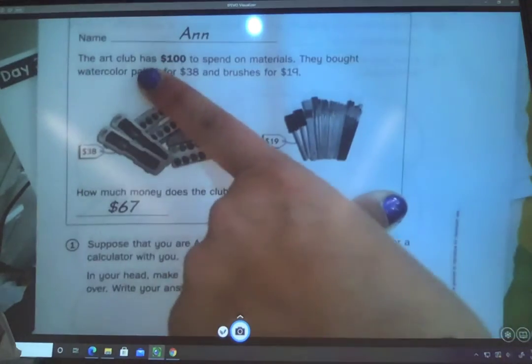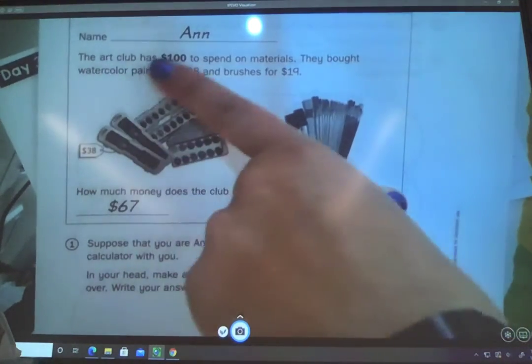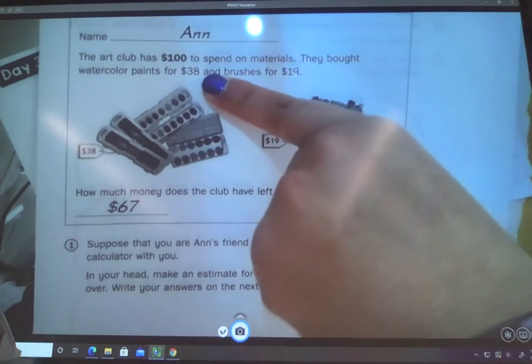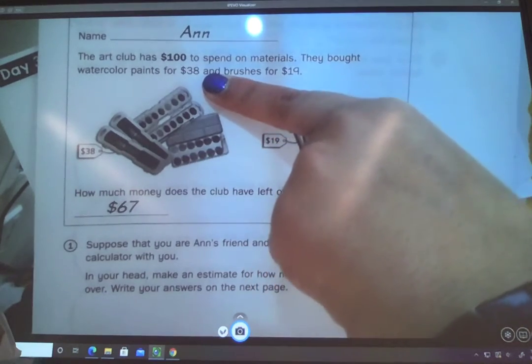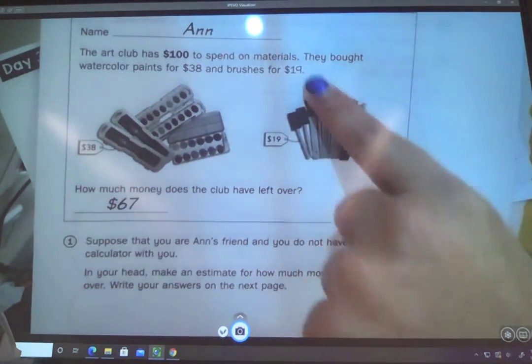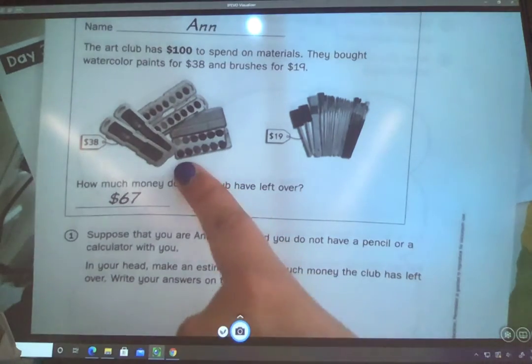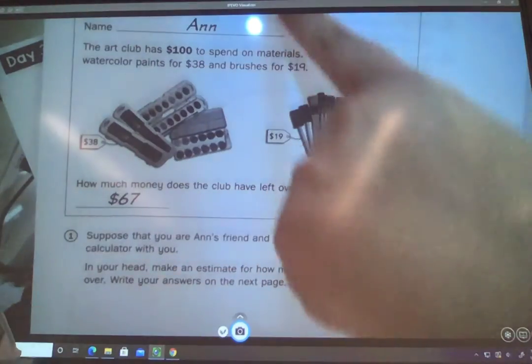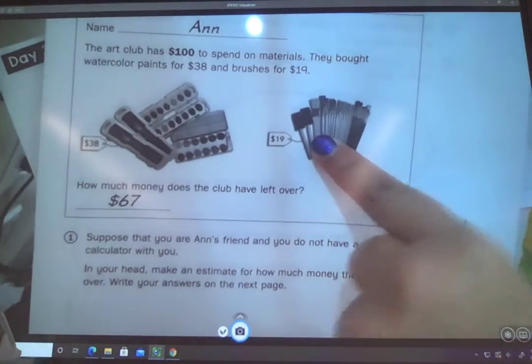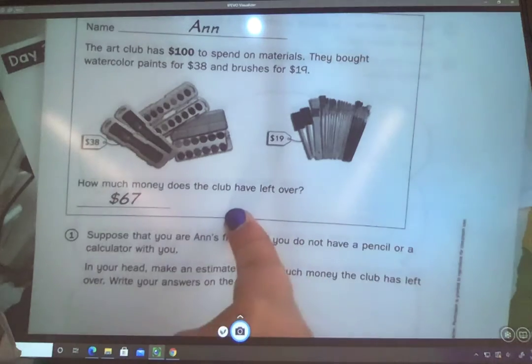Okay, the art club has $100 to spend on materials. They bought watercolor paints for $38 and brushes for $19. How much money does the club have left over?